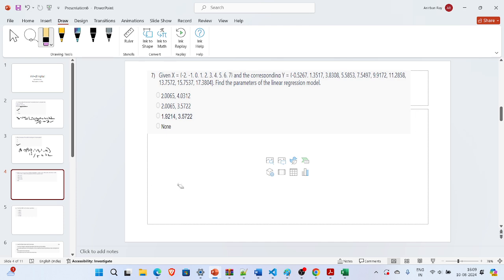The next question is on linear regression. We need to find the parameters of the model. So how do we define linear regression? This is the line I'm trying to fit, y equals ax plus b. So a and b are the parameters we need to find.